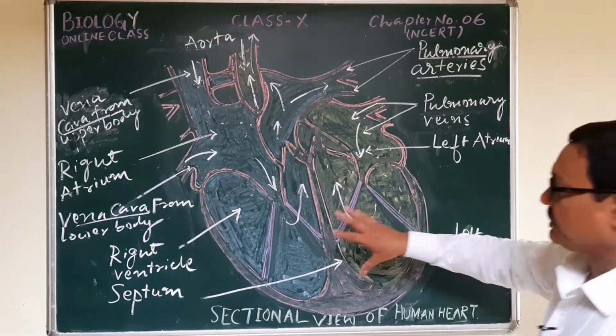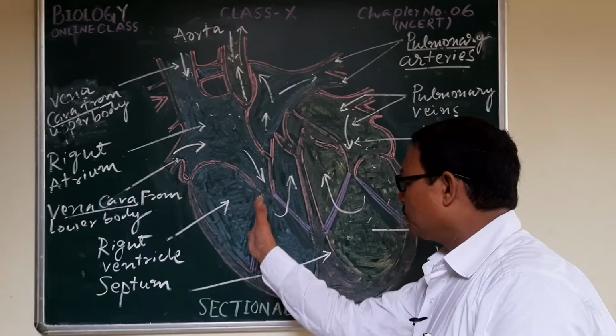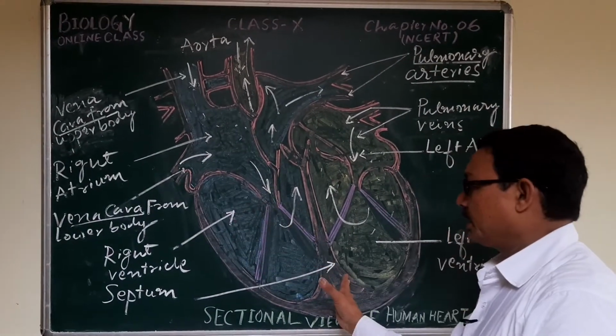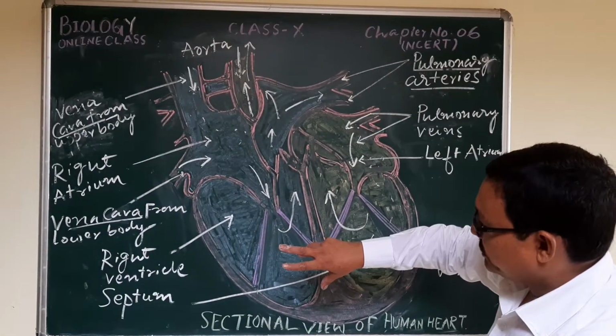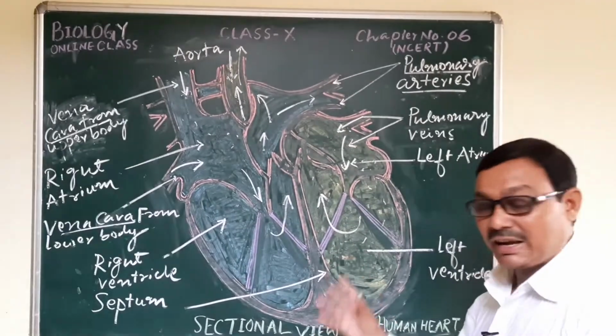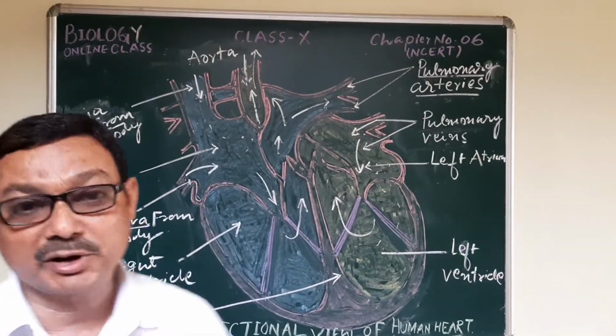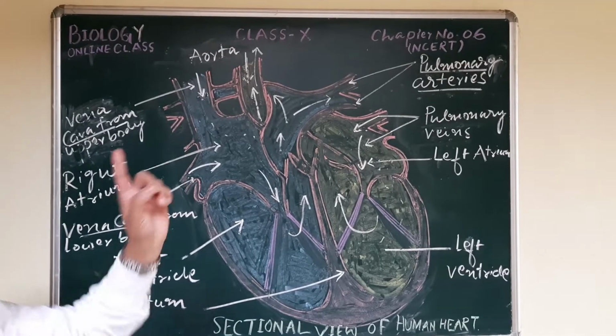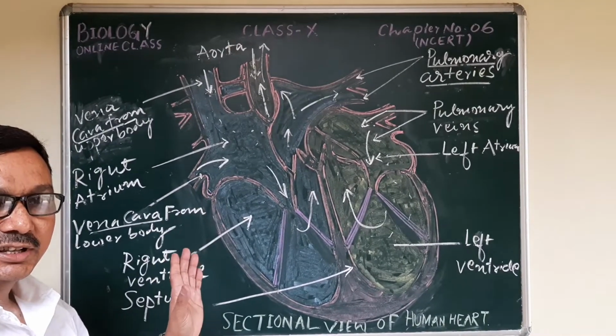Now you may see here that through the heart, blood circulates twice, but it will supply the body parts only once. This is known as the double circulation.